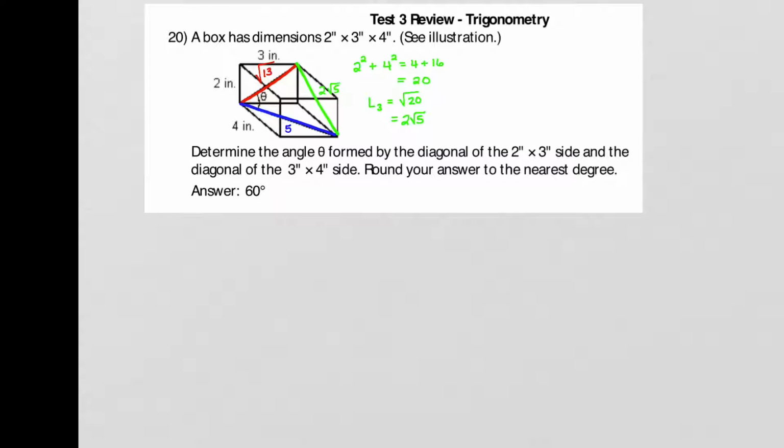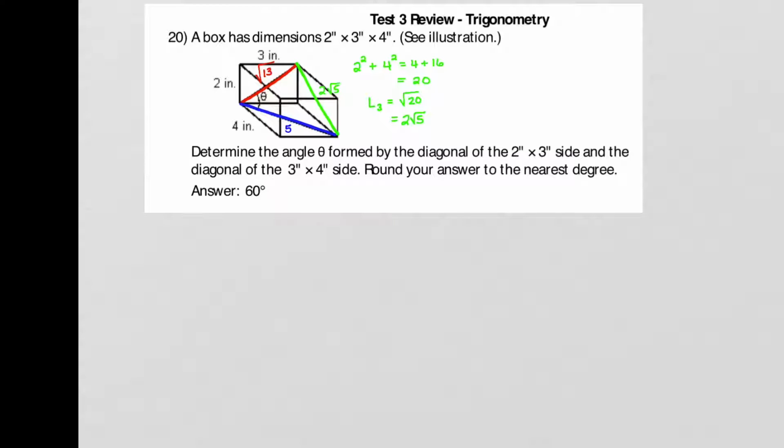So now I have a triangle, and I have the length of each of the three sides. And so of course we can find angle theta from this, and I know that the side that we just found, the one that's in green, that has length 2 times the square root of 5. That is opposite of the angle theta that we're looking for. So I'm going to solve for theta using the law of cosines, because I have three sides.